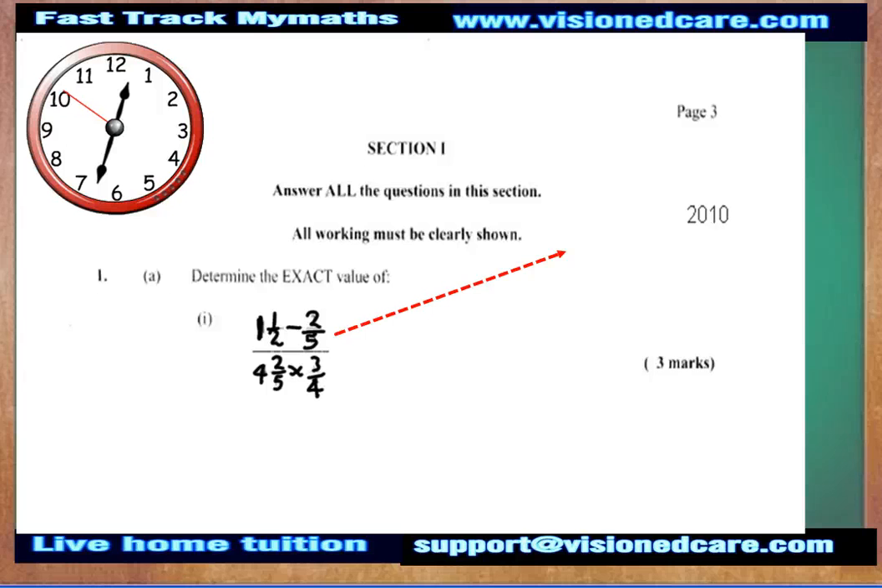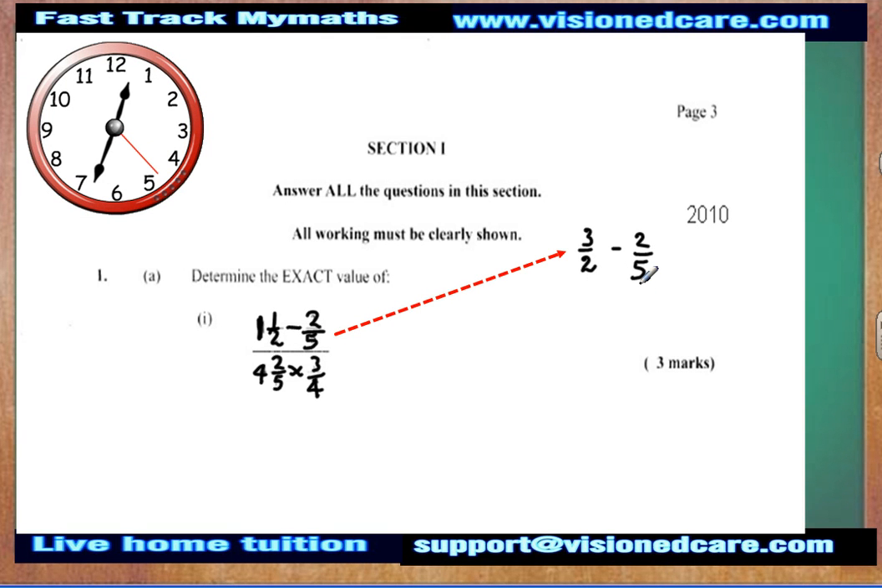1.5. So at the top here we have 1.5 minus 2/5. So 1.5 is the same thing as 3/2 minus 2/5. We're subtracting two fractions here, but the denominators are different, so we can't subtract them straight away, we need to make the denominators the same.